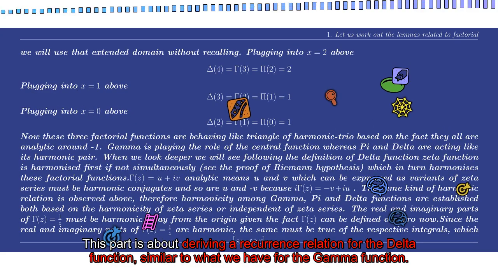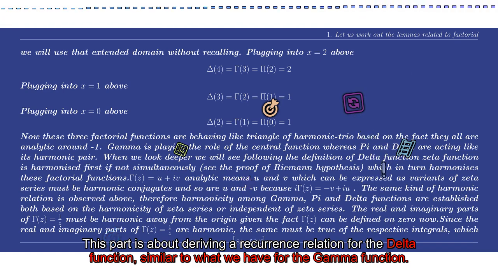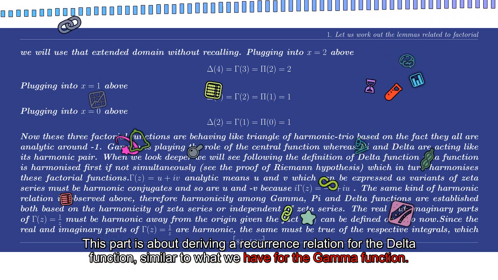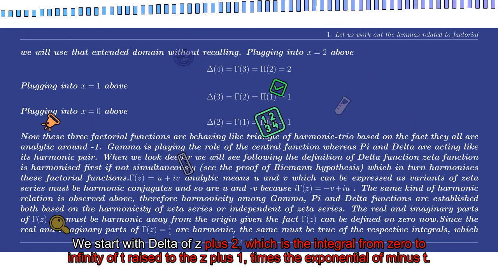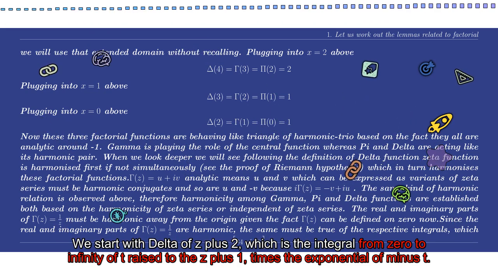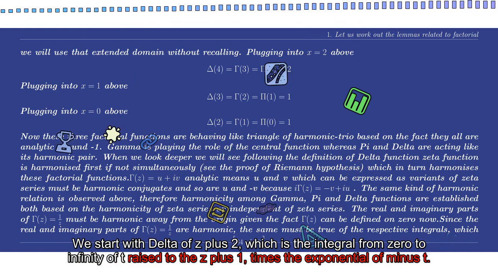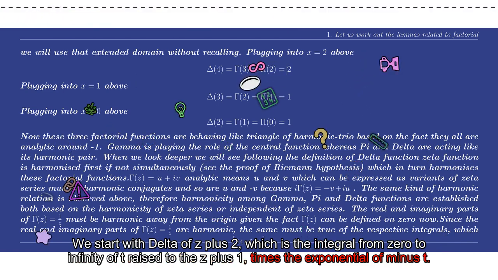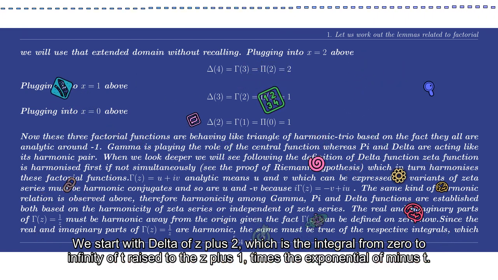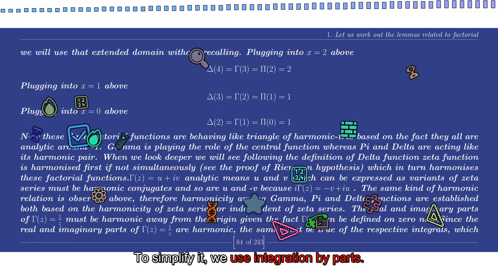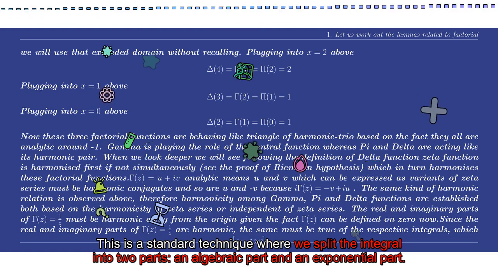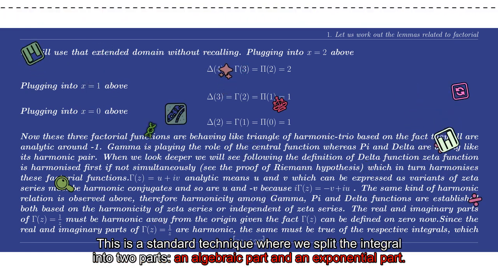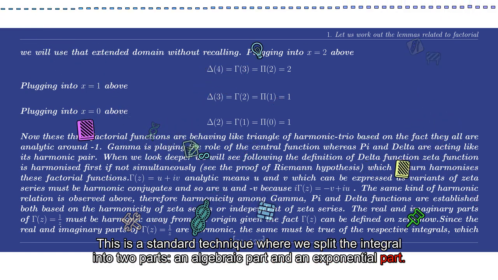This part is about deriving a recurrence relation for the delta function, similar to what we have for the gamma function. We start with delta of z plus 2, which is the integral from 0 to infinity of t raised to the z plus 1 times the exponential of minus t. To simplify it, we use integration by parts. This is a standard technique where we split the integral into two parts, an algebraic part and an exponential part.